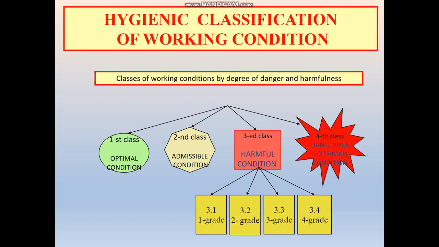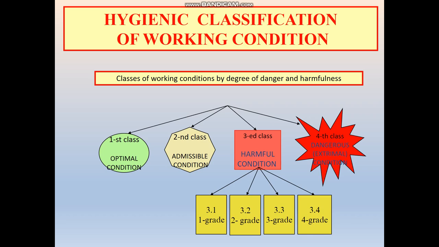Working in dangerous working conditions, class 4, is not allowed except in cases of eliminating the consequences of an accident or prevention of an accident. According to hygienic criteria, working conditions are divided into four types: optimal, maximum permissible, harmful, and dangerous.